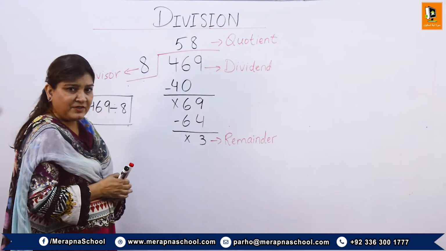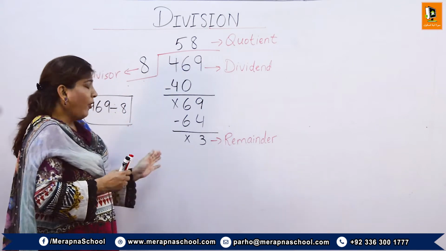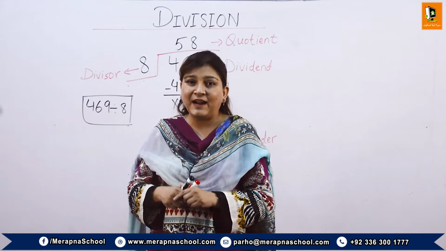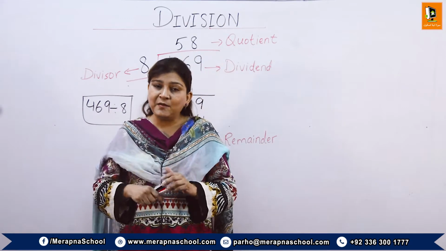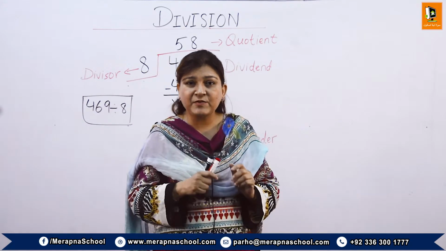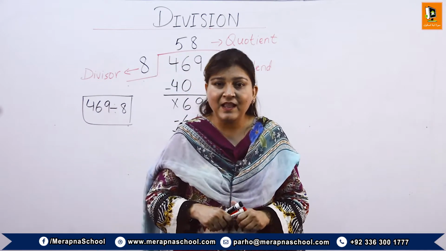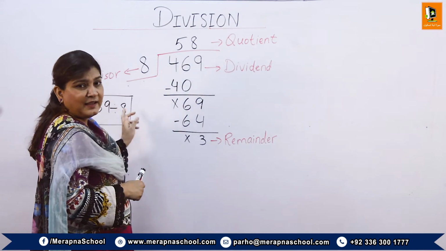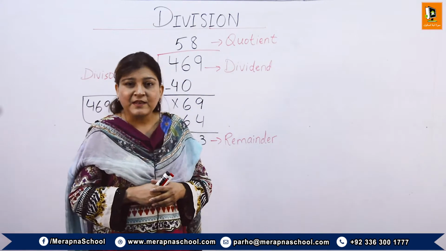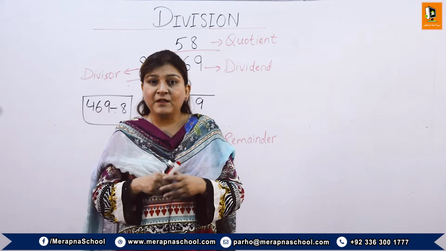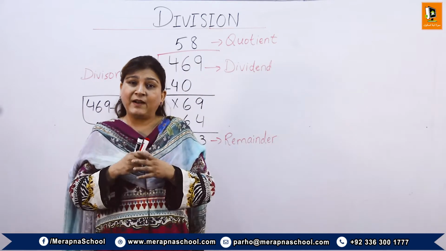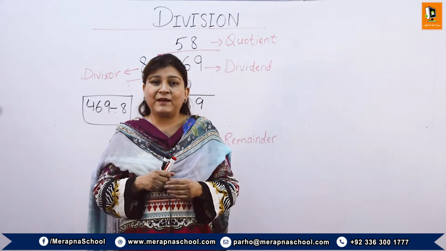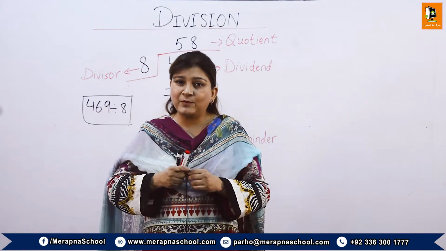Now, in this question, 469 is the dividend. Now, what is dividend? Dividend is that number or quantity which we are going to divide, and the smaller number, that is 8, is called the divisor. Divisor is that number by which we are going to divide the dividend.